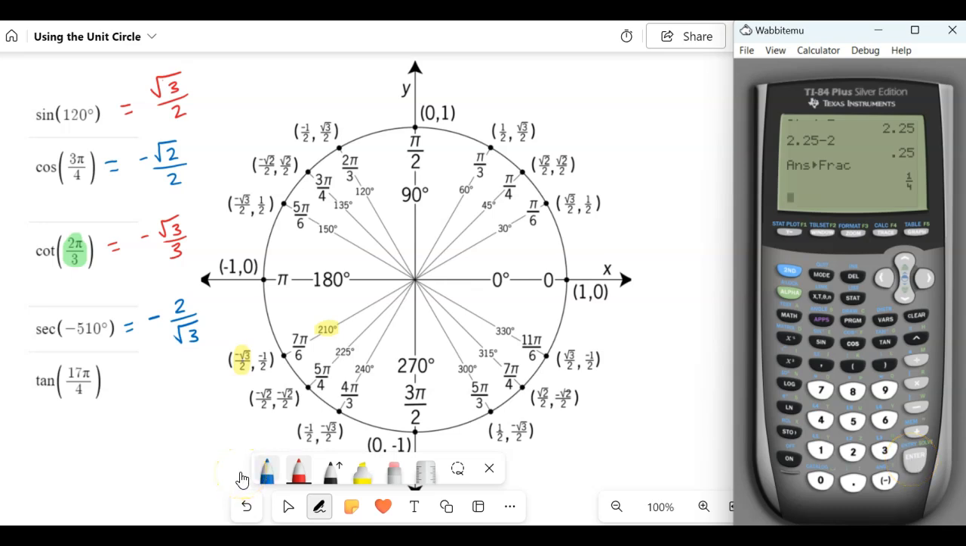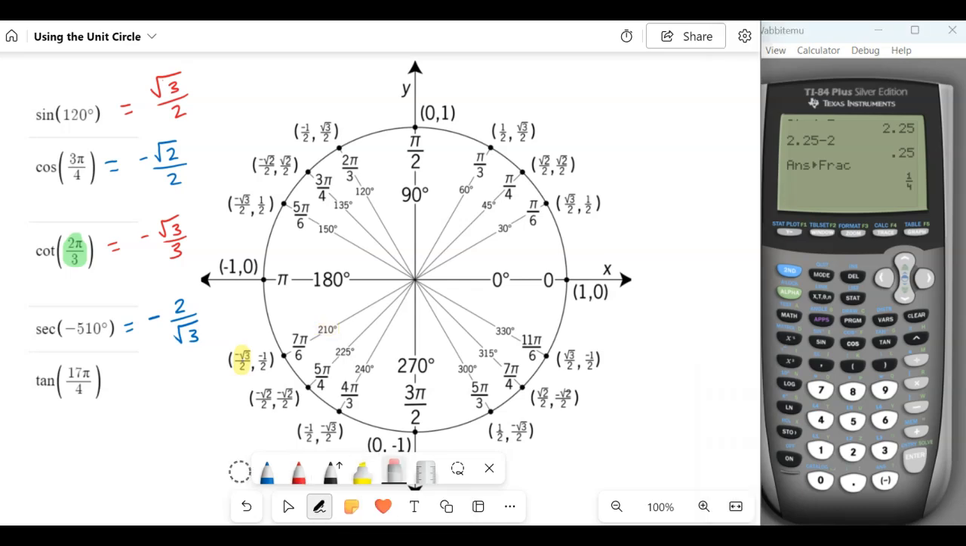So this is the same thing as the tangent of pi over 4. So I find pi over 4. There's pi over 4. And then tangent is the reciprocal of cotangent. It is the y-coordinate divided by the x-coordinate. Again, because they have the same denominator, the y-coordinate divided by the x-coordinate is just the y numerator divided by the x numerator. So I get the square root of 2 over the square root of 2, which is 1.